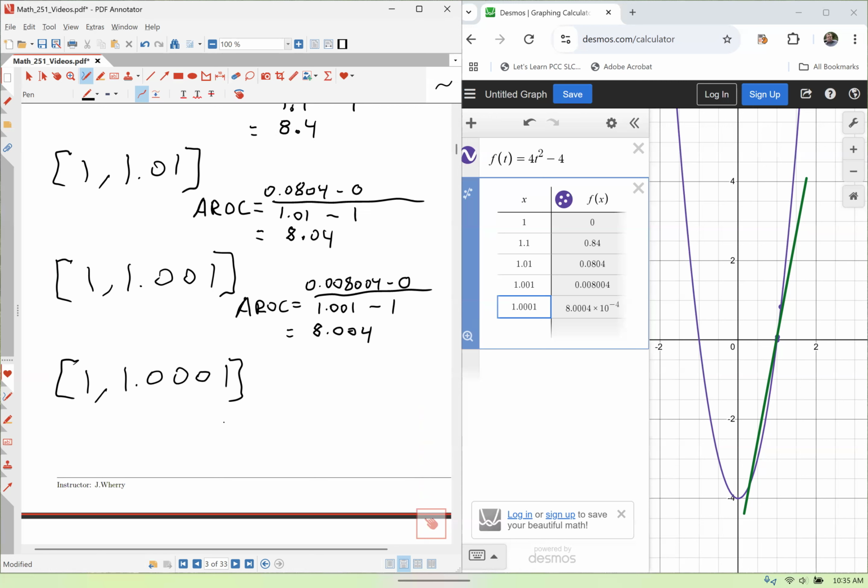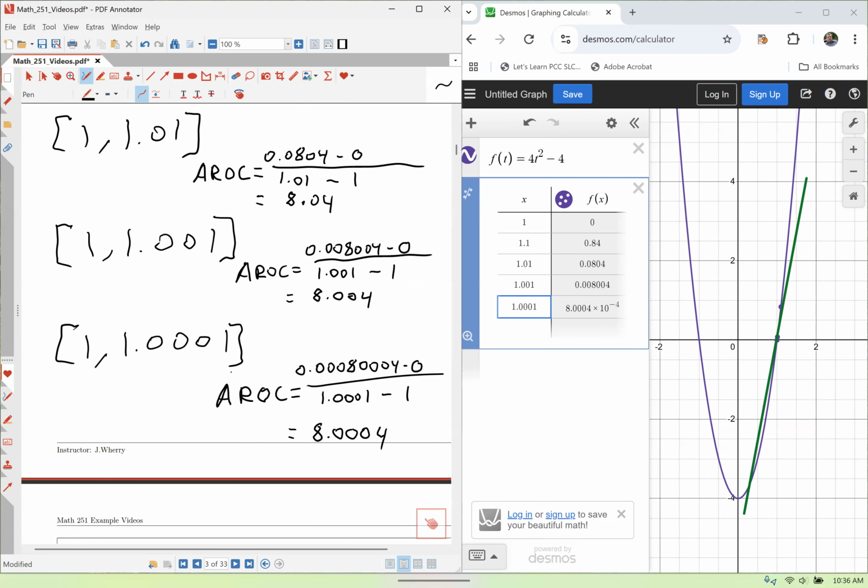And for these last points, I have 0.00080004. On the bottom, I'm looking at the change in my x values, and this gives me 8.0004. What I'm noticing is that this is getting closer and closer to 8.00000. I'm picking up more zeros each time I do this.